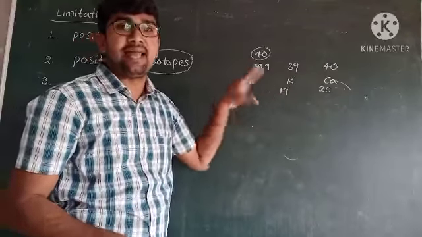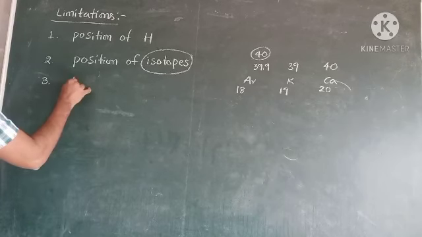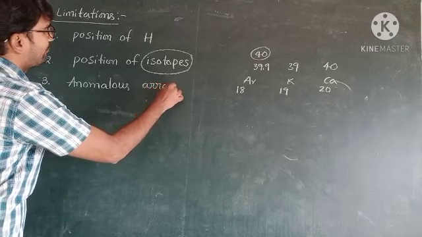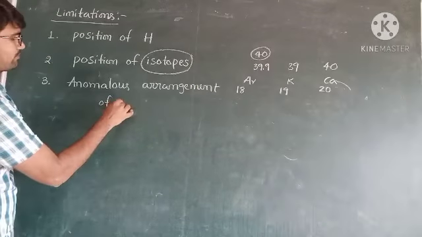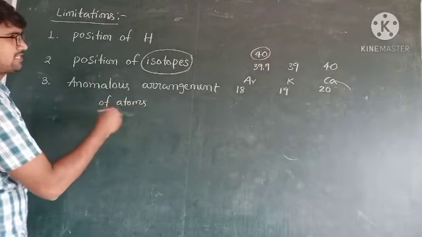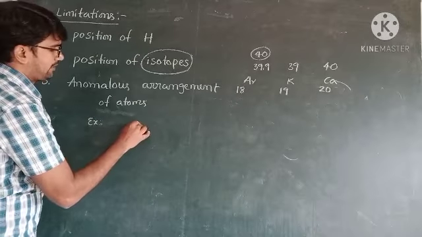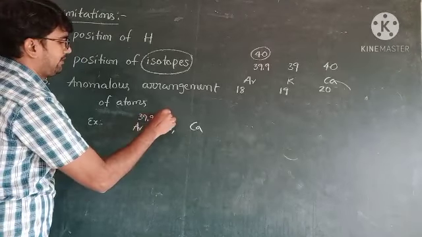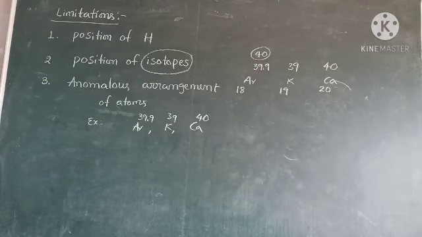This is another question mark and another drawback for the Mendeleev periodic table. Simply we can write: anomalous arrangement of atoms. Write an example like this. Example: argon, potassium, calcium, 39.9, 39 and 40. Okay, sir.